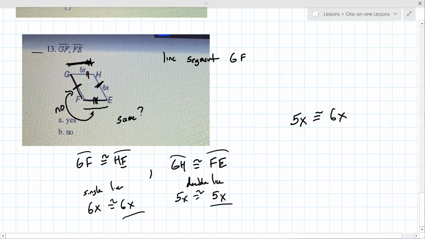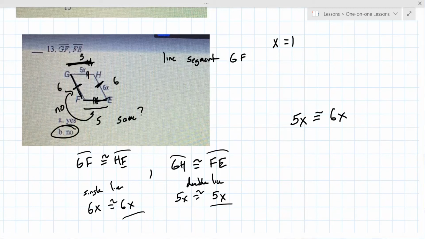Normally you give a value. Sometimes it's okay, let's say x is 1. Well, that means this top is 5 and this is 6 and this is 5 and this is 6. Is G to F the same as F to E? And the answer is no, they're not. So I think that's what it's asking for. Not completely sure, but that's kind of what it's looking for.